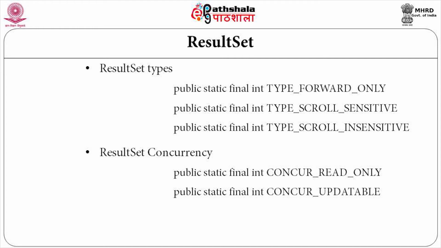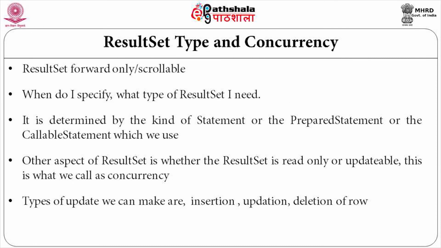So you got a result set which is forward only. You got a result set which could be scrollable. Again, scrollable could be scroll sensitive or scroll insensitive. If it is scrollable, whether scroll sensitive or insensitive, you can use all the navigation methods. But if it is forward only, you can't use all kinds of row-wise navigation methods. You can't use previous and methods which go back. It's forward only.